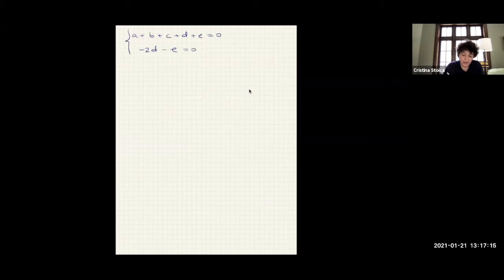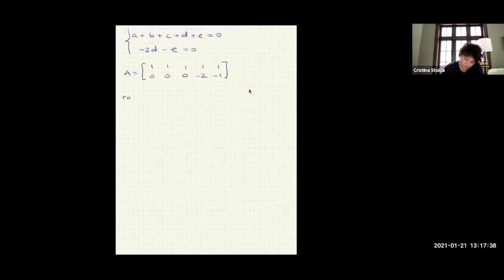Okay, and now we're going to solve this one. Okay, so if we are to do the matrix, right? So this is 1, 1, 1, 1, 1. There are 5 columns because there are 5 unknowns. And then we have just 2 equations, 0, -2, -1, right? So each one A, B, C, D, E, right?